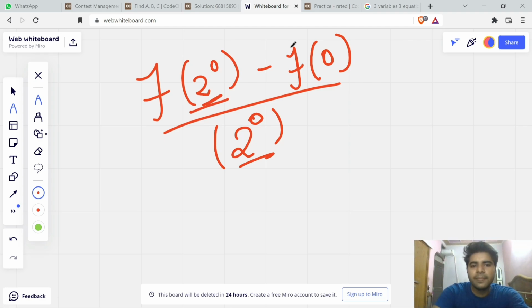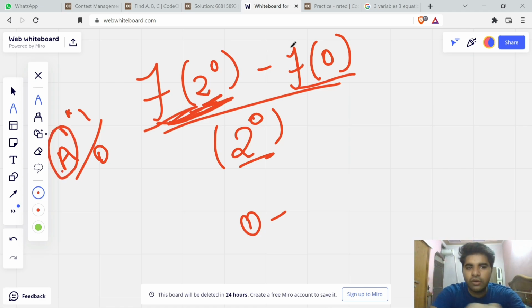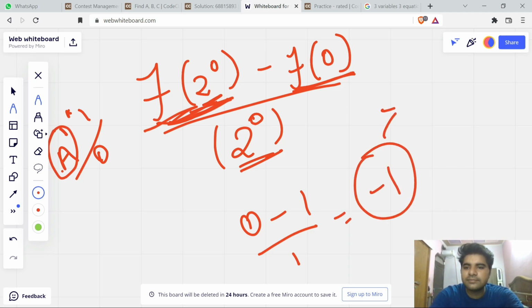So f of 2 to the 0, we have seen, can be 1 or 0. Let's say the ith bit in A is on. Then f of 2 to the 0, which represented 1 XORed with 1, will come out to be 0. So this expression comes out to be 0 minus f of 0. This bit was ultimately on in my A, so f of 0 will give me 1. I divided by 2 to the power 0, which is 1, so nothing changes, and it will come out to be minus 1. So what this minus 1 represents is that the bit needs to be turned on.